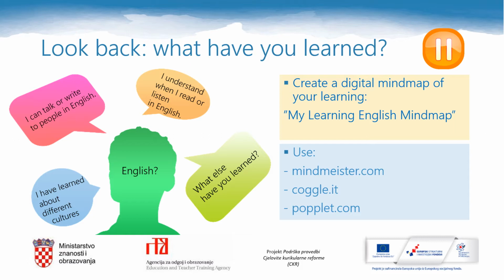You can name your mind map My Learning English Mind Map. You can make it on a piece of paper in your notebook, but you can also use one of the tools that you can see mentioned on this slide, like for example mindmeister.com or Coggle.it or Popplet.com. You can pause this video and make your mind map on paper or a digital mind map.